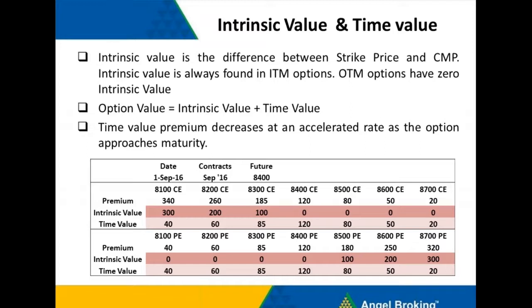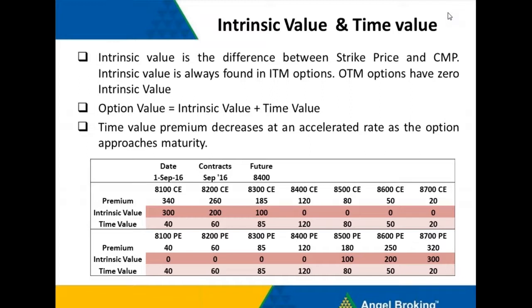Likewise, you have for the put option. So put option, if you see that all the options which are greater than the futures price, they have the intrinsic value. So 8,400, 8,500, 8,600, 8,700, they have their respective intrinsic values. Whereas the below ones, and the equal one also, like 8,400, 8,300, 8,200, they have zero intrinsic value, and what is the premium is the time value. So this is something which you need to understand.